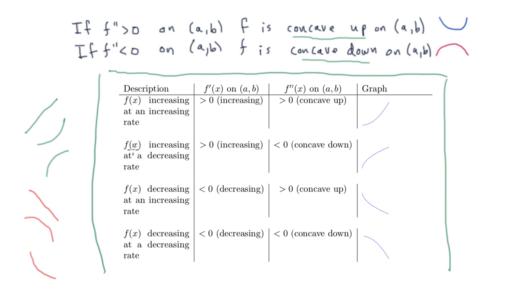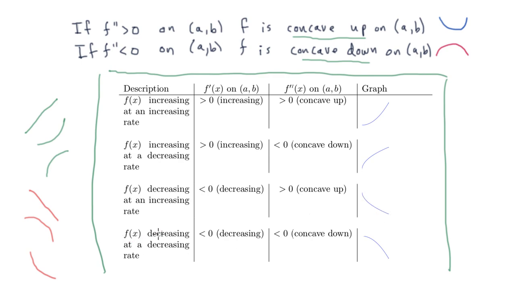So next, if f is increasing at a decreasing rate, then it's bowed up like this. You can see that it's actually concave down. It's like a piece of a bowl that's turned upside down, but it is actually increasing. Then next, of course, the function can be decreasing at an increasing rate, so it can be concave up.